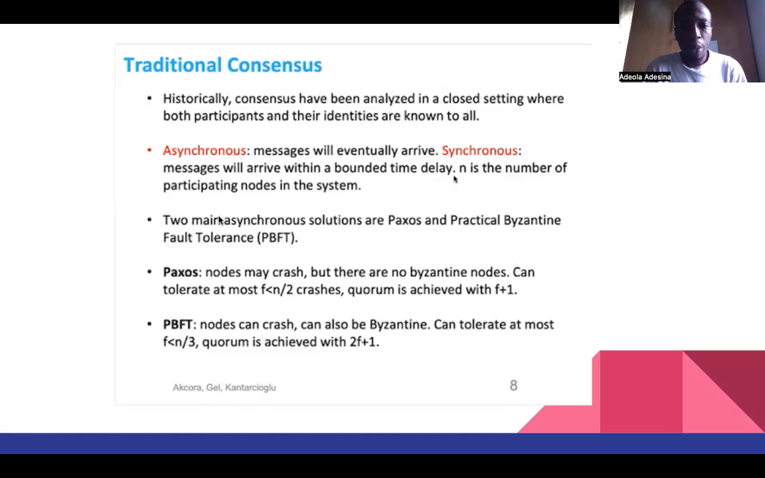So we have two main asynchronous solutions. We have Paxos and we have practical Byzantine fault tolerance, which I explained earlier. Under the Paxos asynchronous solution, nodes may crash, but there are no Byzantine nodes, right? So we can tolerate up to 1/2 of the nodes crashing. That's what this means. And then under Byzantine, nodes may crash, and we can tolerate up to 1/3 of the nodes crashing. So it means that once one third of the nodes crash, we are still fine.